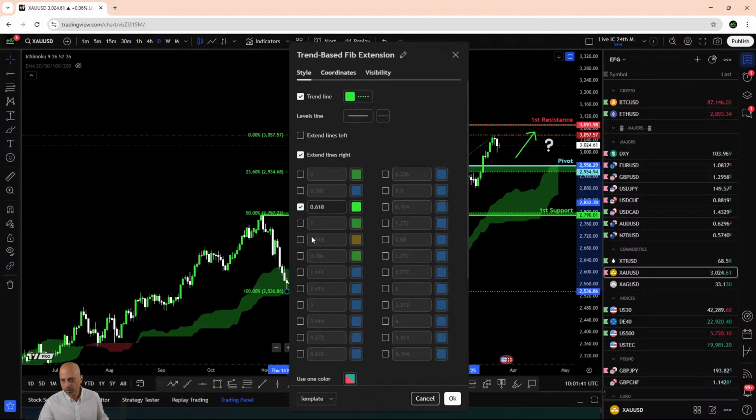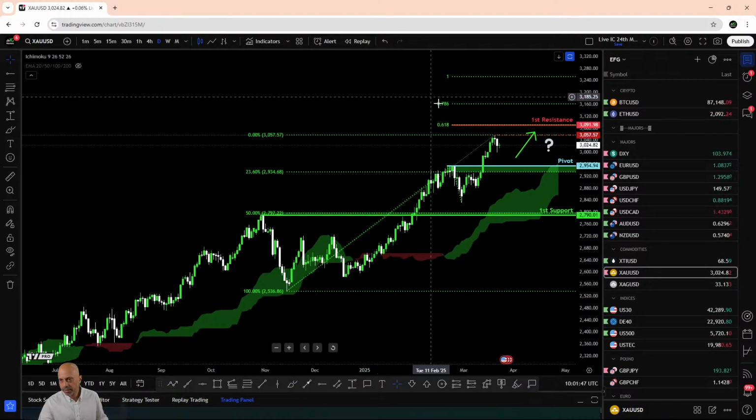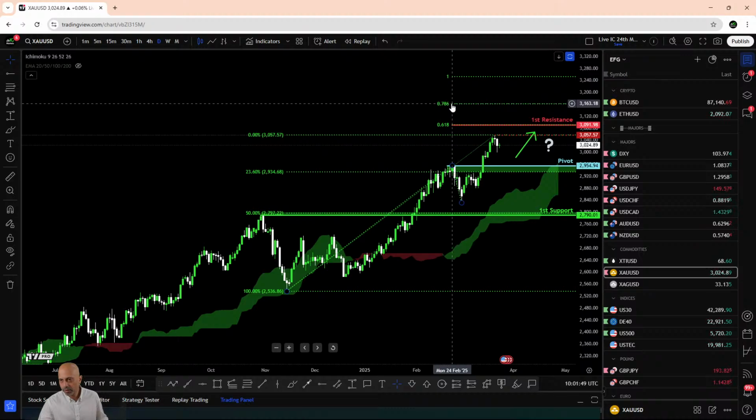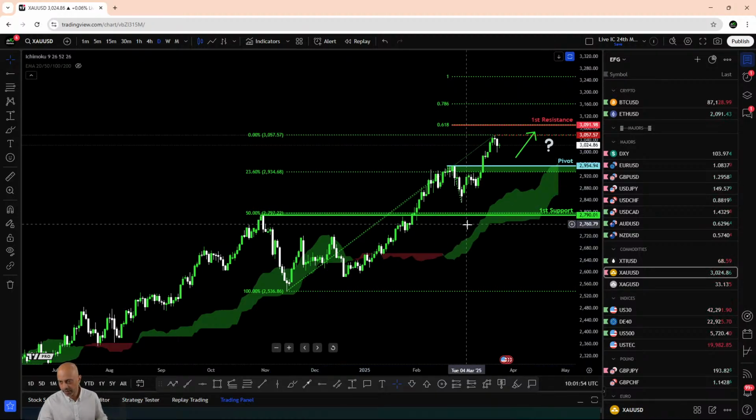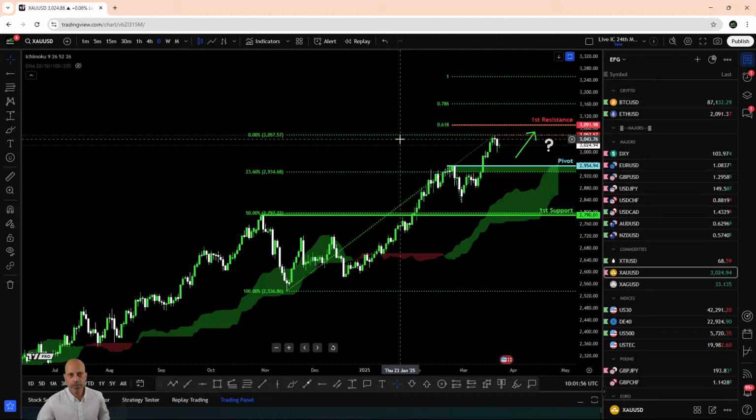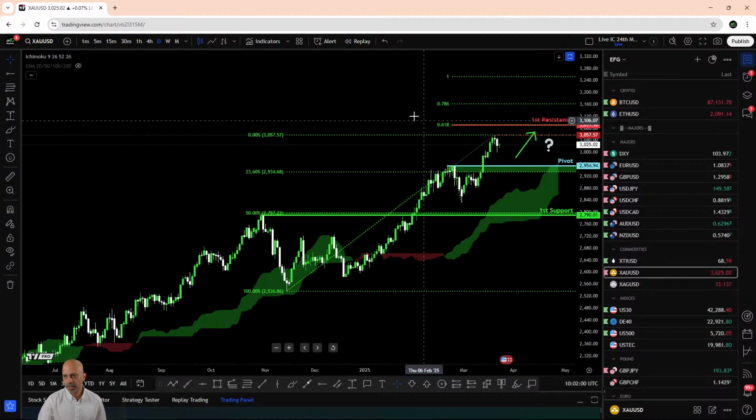And if you look at the other projection levels, which are 78.6 and 100%, we can see that they sit at 3,165 and 3,250 respectively, right? So these projection levels can be used in the identification of potential resistances, which in turn can be used as potential take profit targets, right?